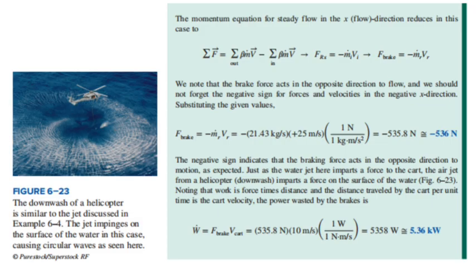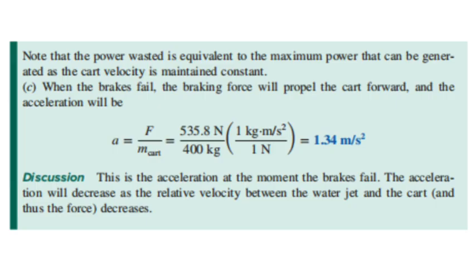Next, we calculate the power waste. Power equals force times velocity. The brakes apply 536 Newton while the cart moves at 10 meter per second. Power waste equals 535.8 Newton times 10 meter per second equals 5358 watt or 5.36 kilowatt. This energy is converted to heat in the brakes. It is wasted because it could theoretically be used to generate electricity if we had a different setup, like a water turbine. The last one is, what if brakes fail?